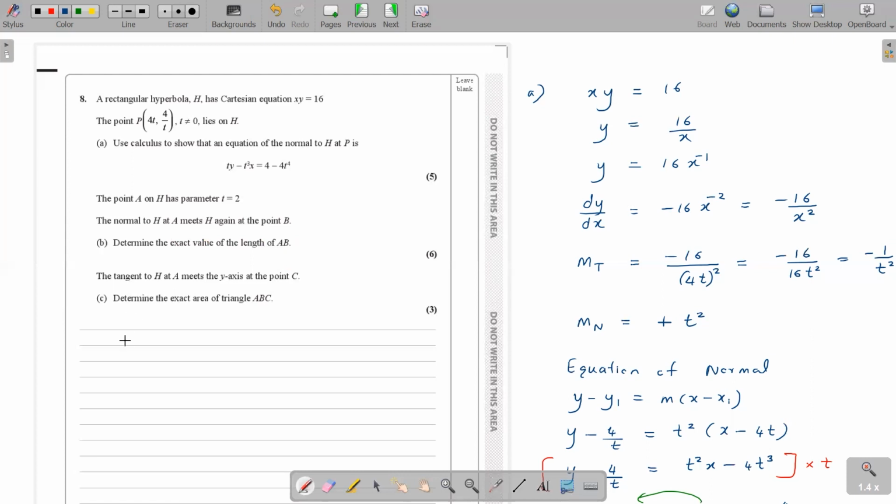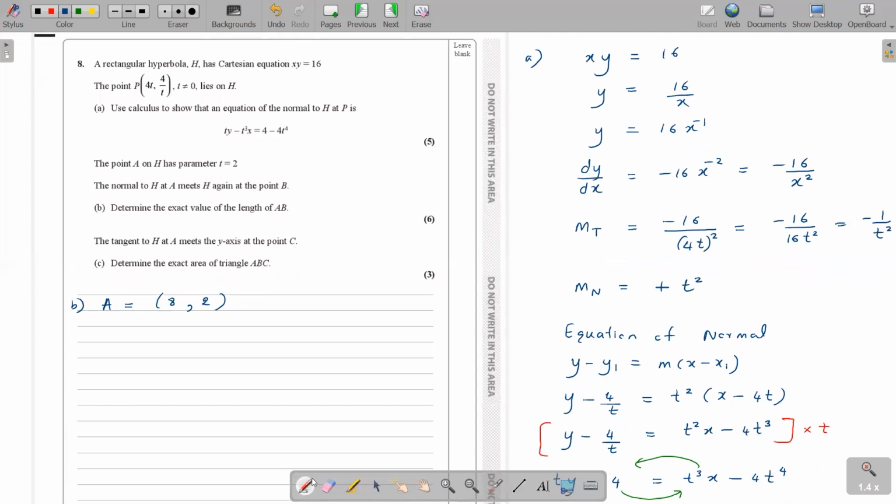So point A on the hyperbola has parameter 2. At t equals 2, can we get the coordinate of point A? You just have to put the t value into this coordinate, and you will get the exact specific coordinate. Replace t as 2. What do we get? 4 times 2 is 8. 4 divided by 2 is 2. So 8 comma 2.